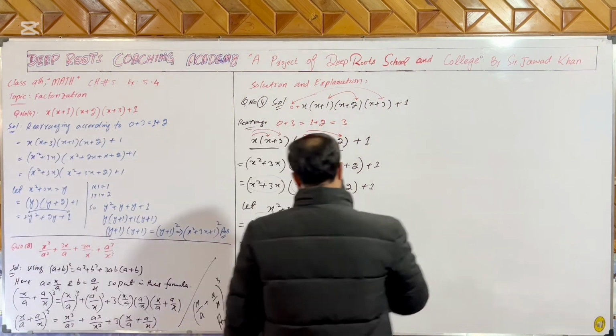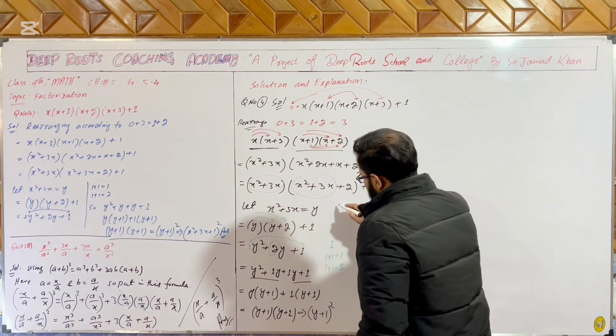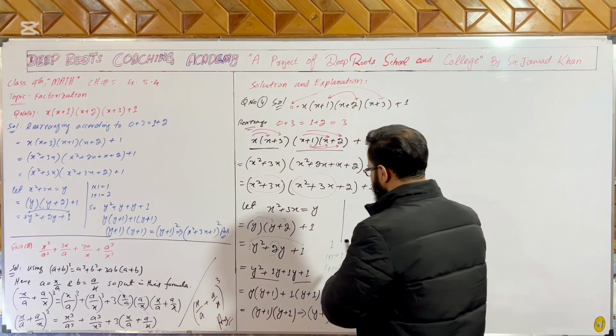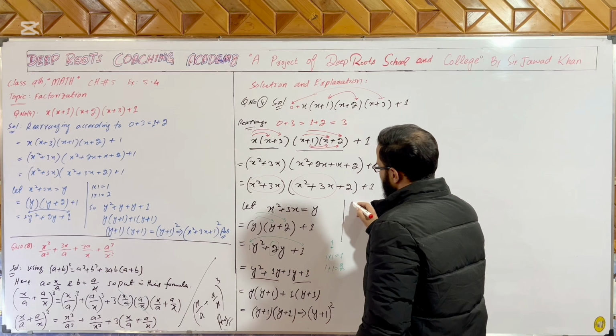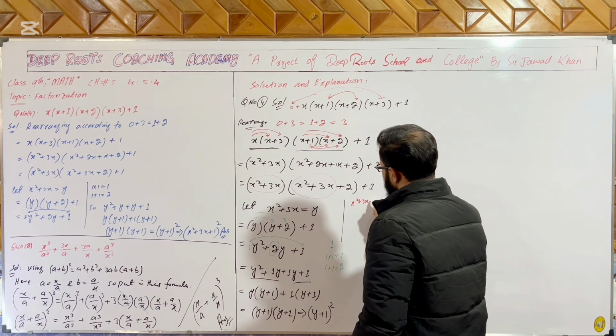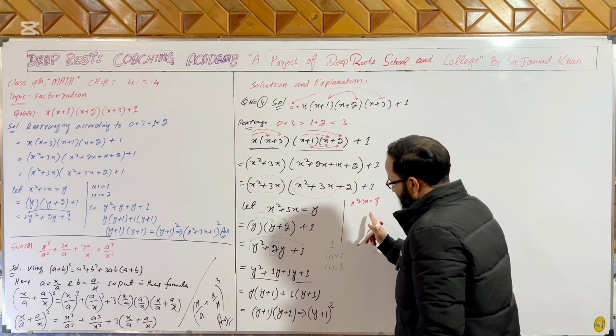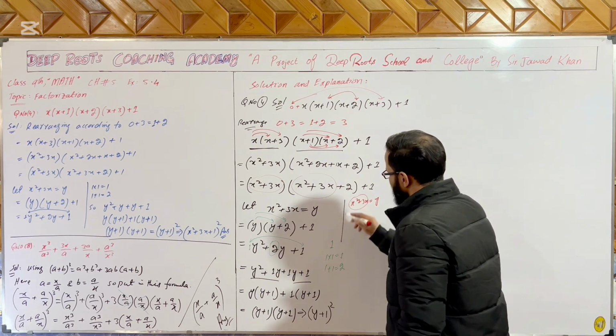Now, as we have put x square plus 3x equal to y, instead of this y, I will put this value here.